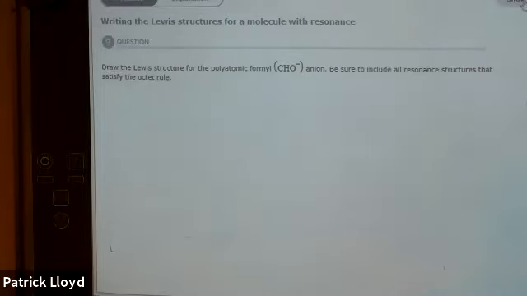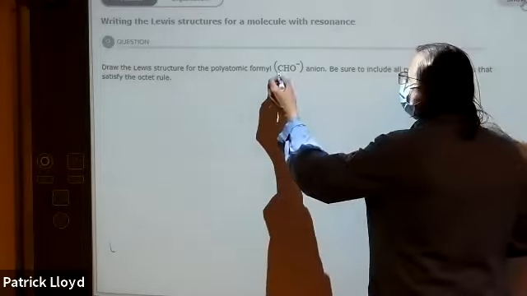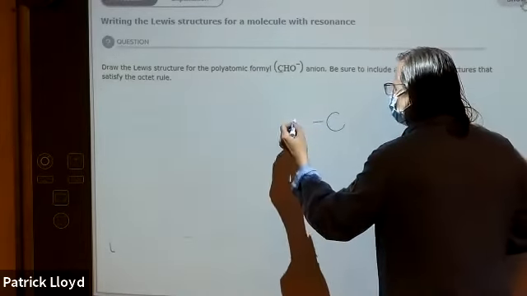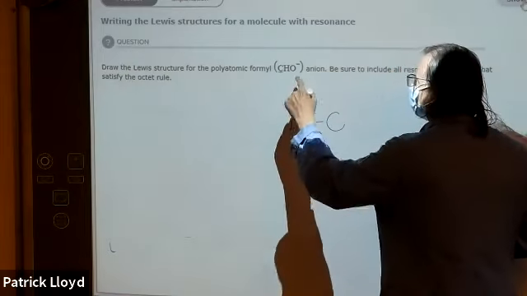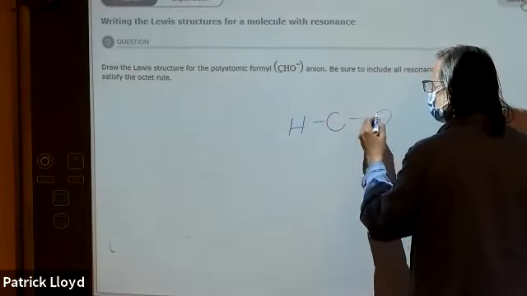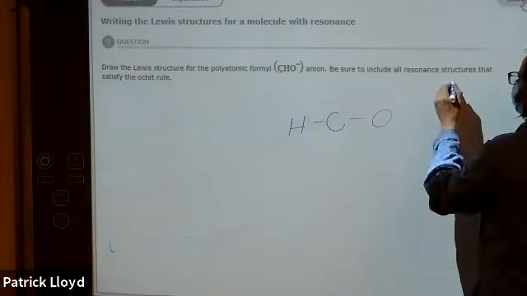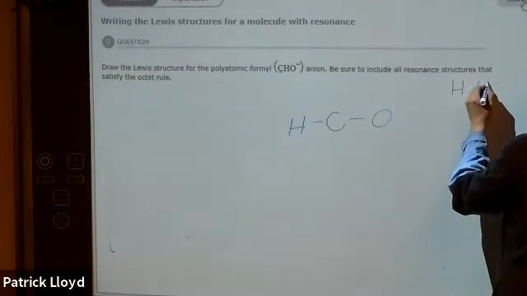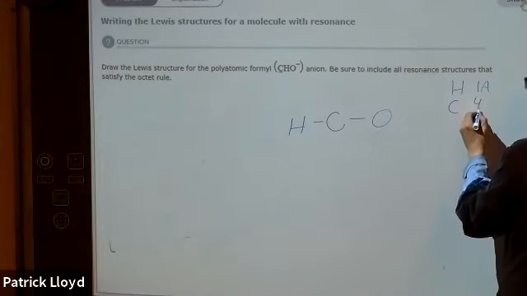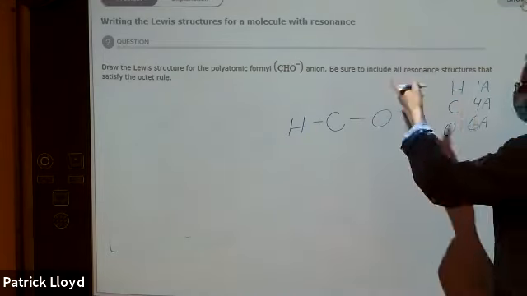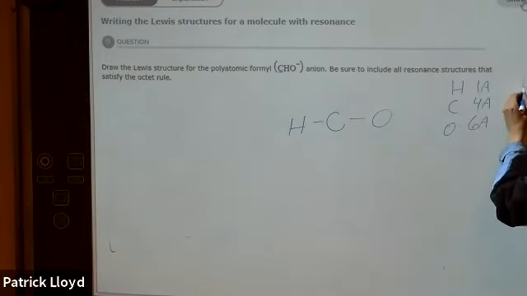So let's see. We have a carbon, so think of the carbon as the center, and then you've got a hydrogen. So put the hydrogen attached to the carbon, and then the oxygen. Okay, and now we count up electrons. Hydrogen is in group 1A. Carbon is in group 4A. And oxygen is in group 6A. And there's one of each, right? So that means we've got 1 plus 4 plus 6.